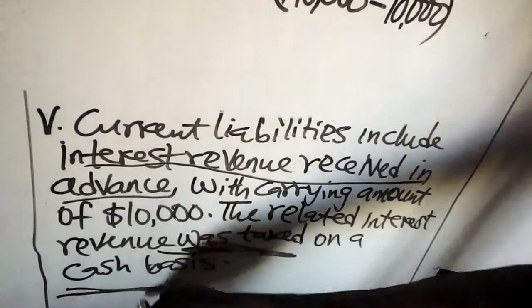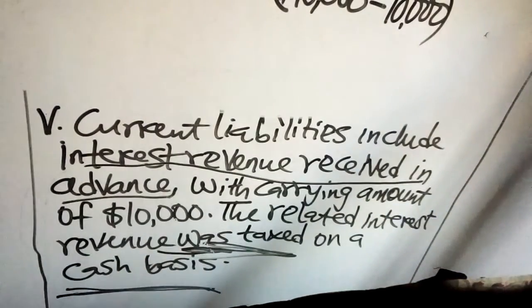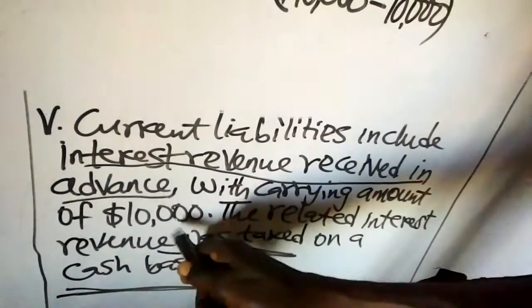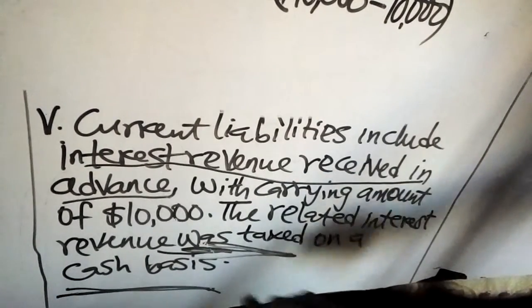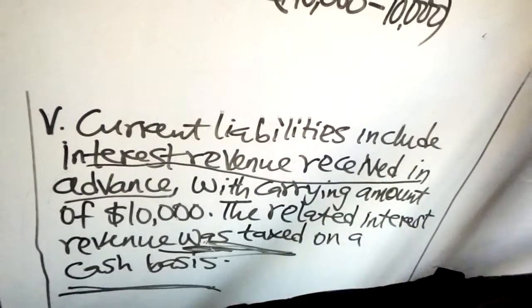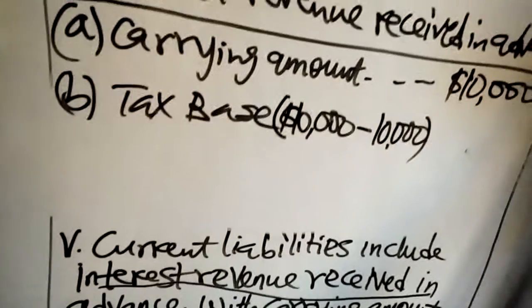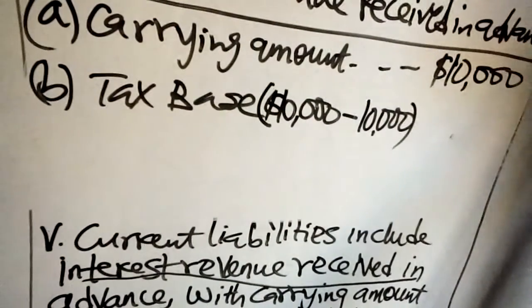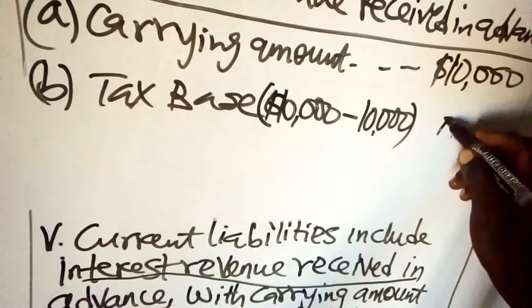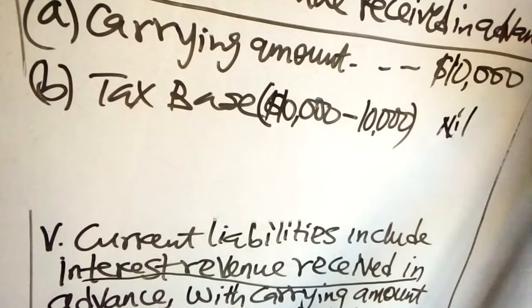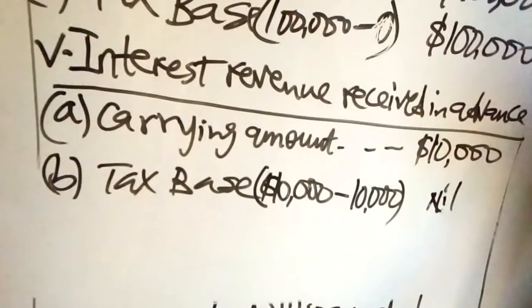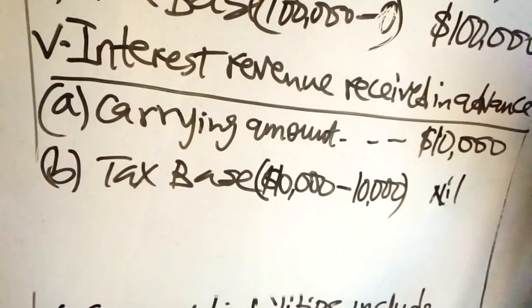Since it was taxed then, you cannot tax it again, because that amounts to double taxation. To avoid being taxed twice, this 10,000 will not be taxed again. So the amount that will not be taxed in the future is 10,000. Therefore, 10,000 minus 10,000 is 0. So the tax base of the interest received in advance is nil.